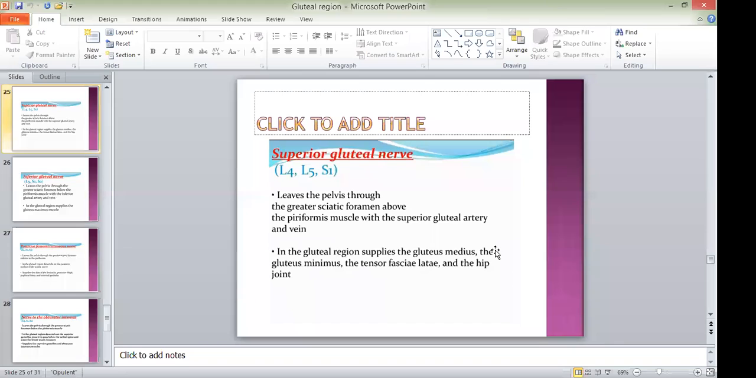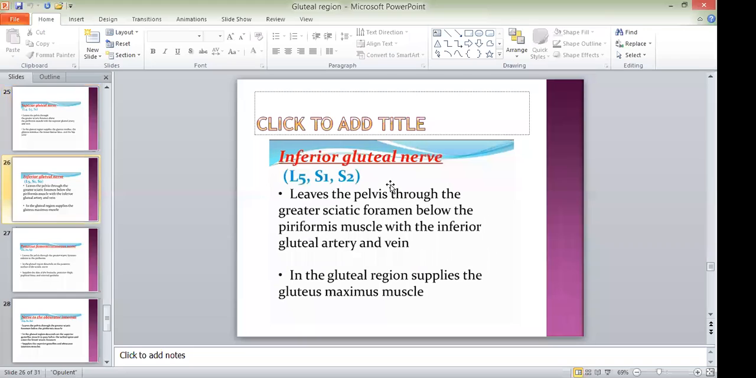Superior gluteal nerve leaves the pelvis through the greater sciatic foramen above the piriformis muscle, which is accompanied by the superior gluteal artery and vein. In this region, it supplies the gluteus medius and gluteus minimus muscle. Also, along with these muscles, it supplies the tensor fascia lata and hip joint. While the inferior gluteal nerve supplies the gluteus maximus muscle.